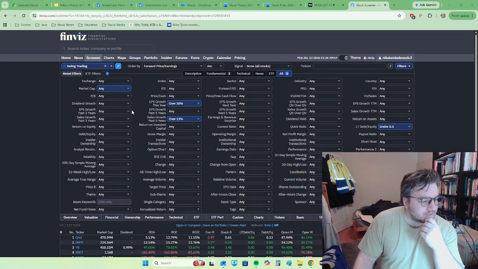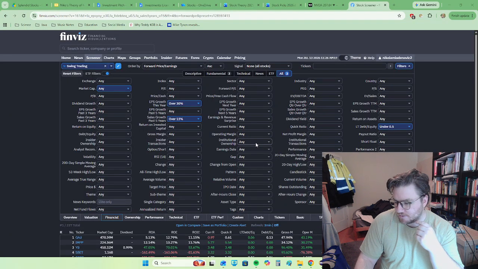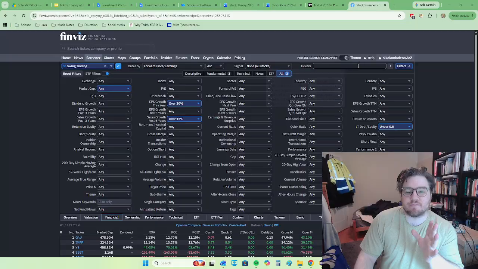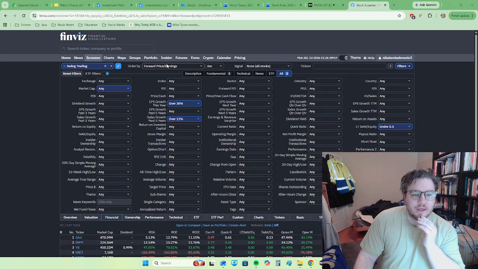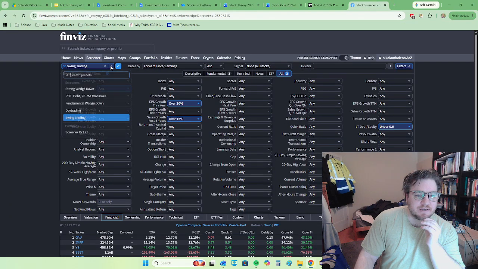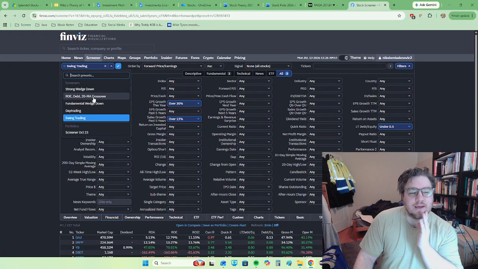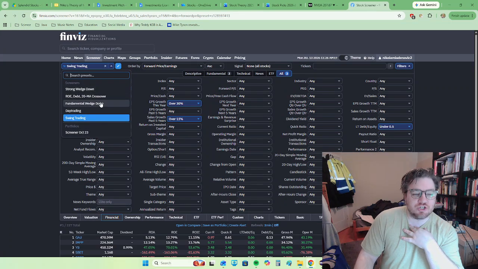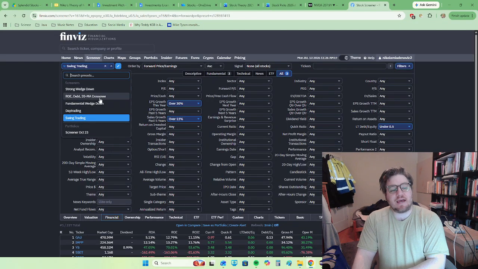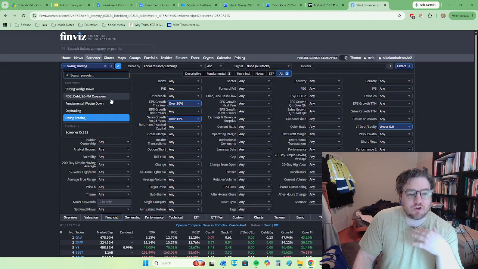So, the first thing you will notice, this is my FinViz. You go to create new account, and in my presets, I've got return on equity depth, 20-day moving average crossover, fundamental wedge down, day trading, swing trading, strong wedge down. So these were my technicals: wedges, moving average crossover, more wedges, and day trading.